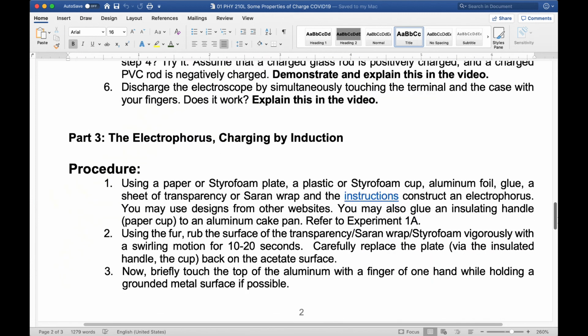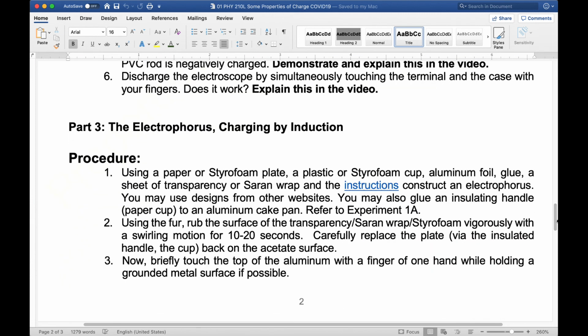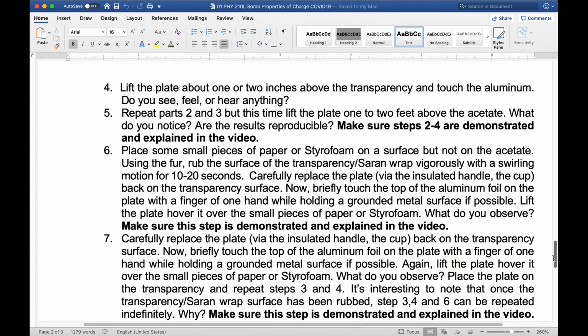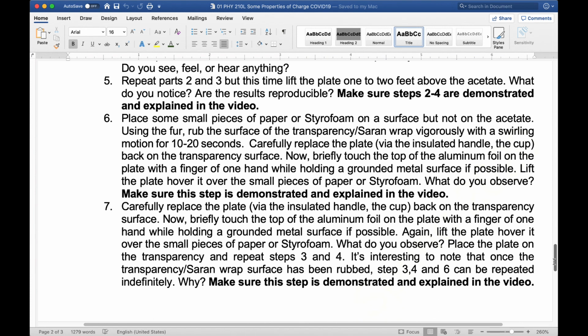And the last part is electrophorus, which demonstrates charging by induction. Basically it has you do 2 different experiments where you change the distance from the metal plate to the insulator that you charge. It's either styrofoam, because I used styrofoam the other day when I showed it to you, but you can also use saran wrap or a transparency. They work okay also. And again, you want to observe and explain these items. And really that's it. They're pretty straightforward.